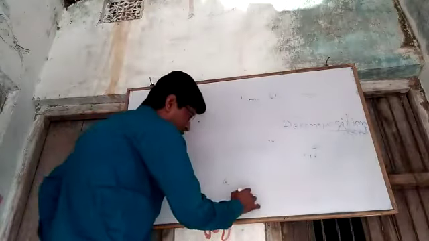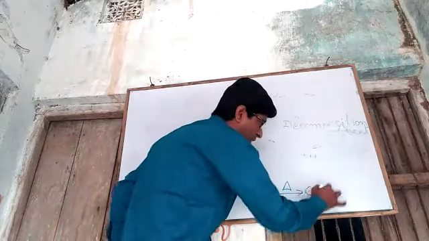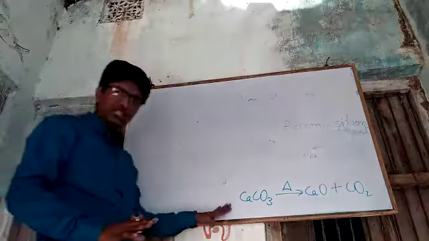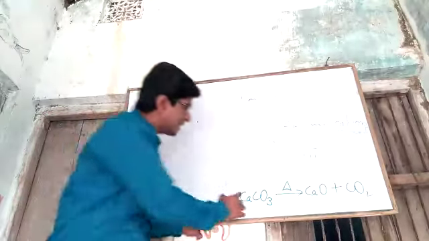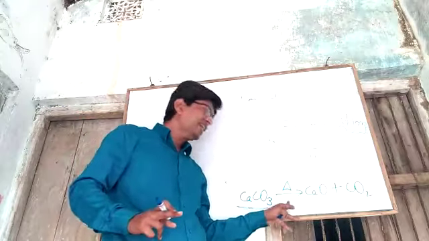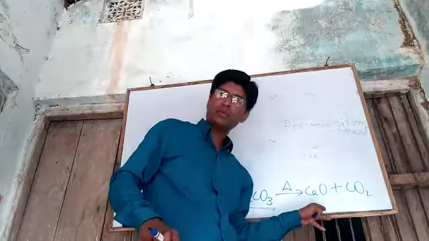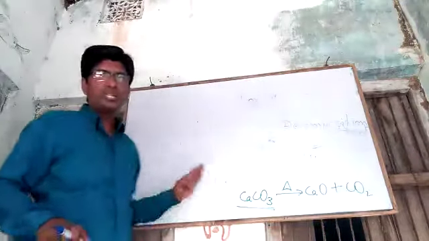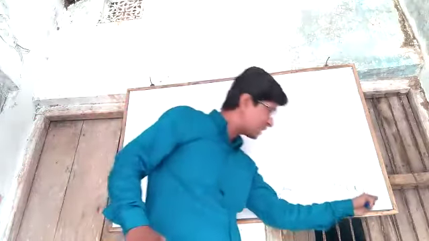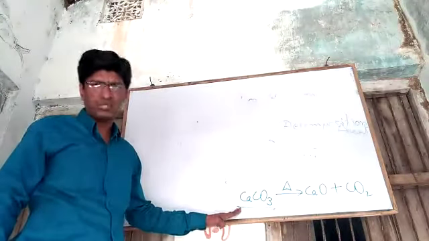Very simple example. When calcium carbonate is heated, it gets broken down into calcium oxide and carbon dioxide. Dear students, in this reaction, you may find that calcium carbonate is a single substance, and when it is heated, it gets decomposed, it gets broken down into two substances, calcium oxide and carbon dioxide. So in this reaction, you may find that the reactant is single and the products are two, calcium oxide and carbon dioxide. So this is an example of decomposition reaction.